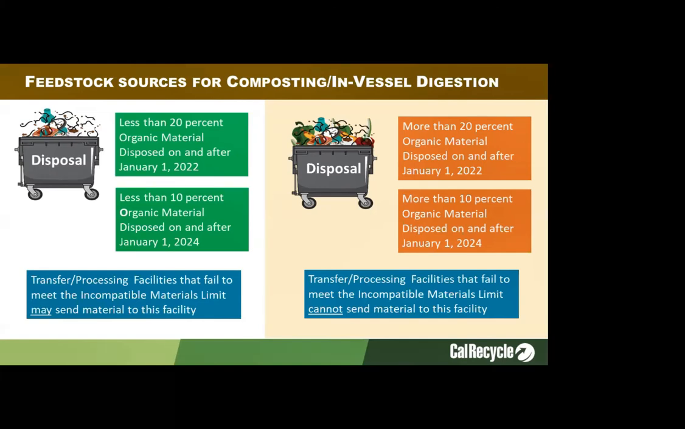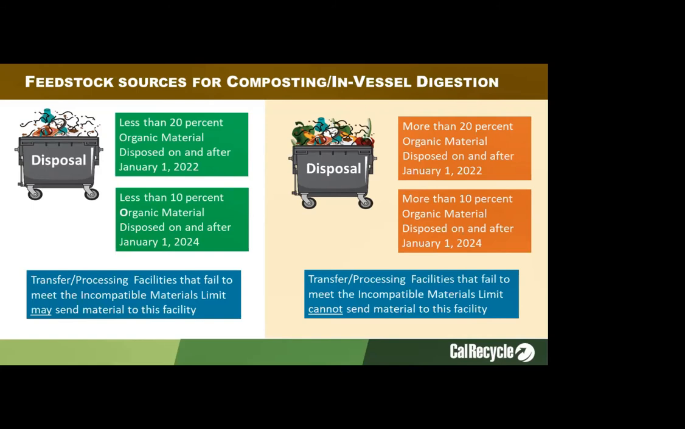If the amount of organic waste in the material sent for disposal by the facility is less than 20% on and after January 1, 2022, and 10% on and after January 1, 2024, then any transfer processing facility operator may send their waste to this facility, including those that fail to meet the incompatible materials limit. Remember that 60/40 truck? It had 60% organic waste and 40% incompatible material. It can be sent to this facility.